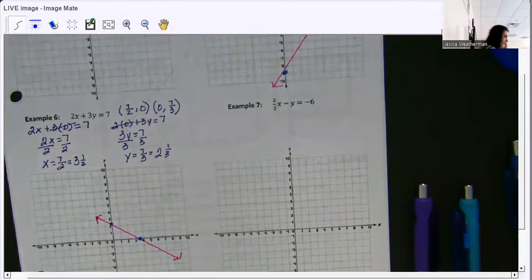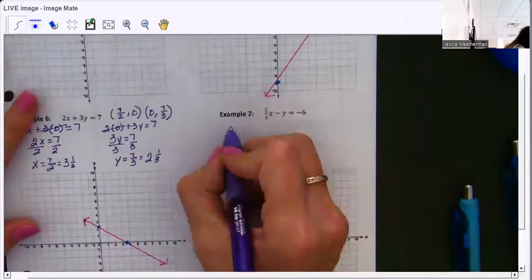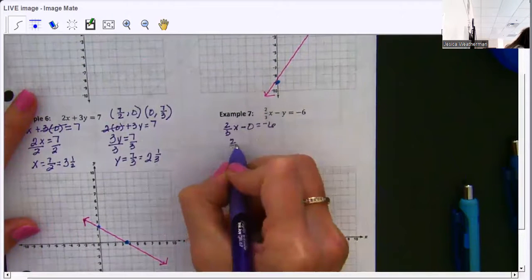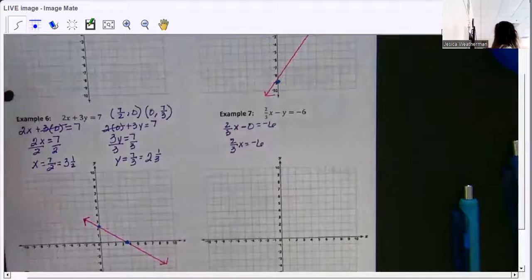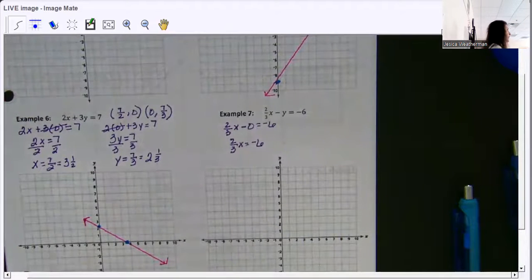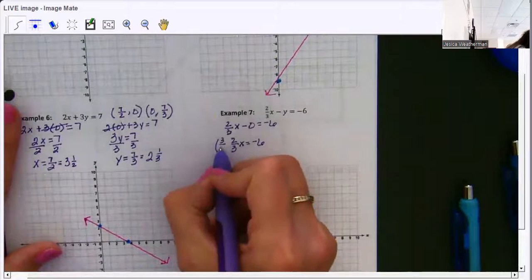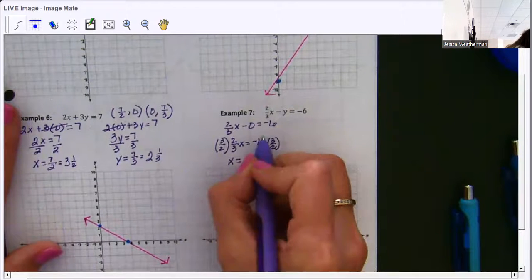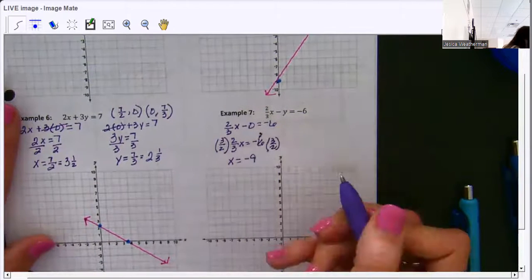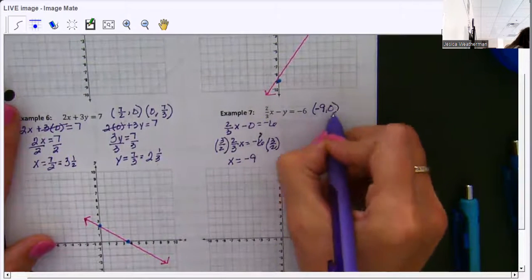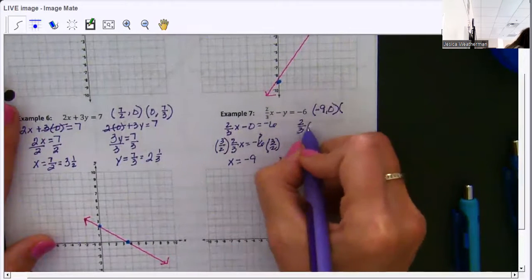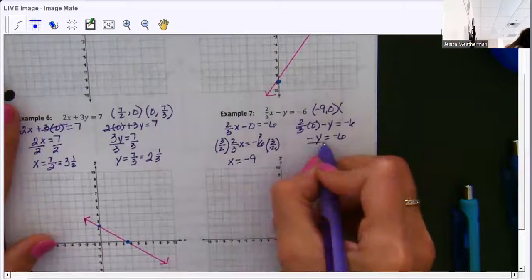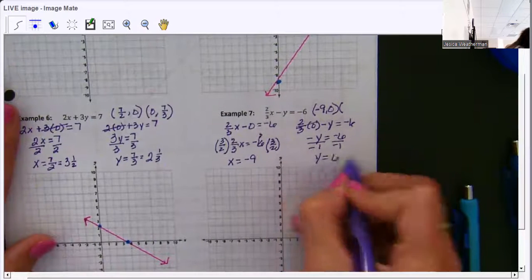All right, let's do number 7. So I'm going to find my x-intercept. Okay. Now, when we get to this point, we should know that when you have a fraction, you're going to end up multiplying by the reciprocal. So I'm going to multiply by 3/2. And x equals -9. And for the next one, we get -y equals -6, and we divide by that -1, and we get y equals 6.